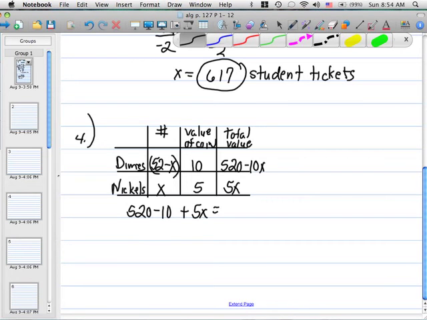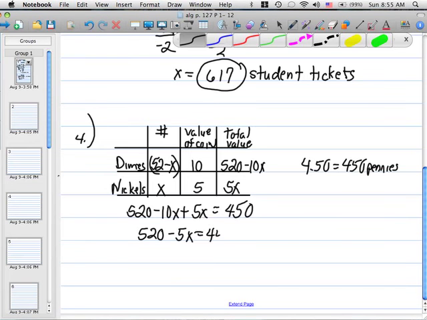Since I was using pennies here, $4.50 must be changed to 450 pennies. Don't forget to fix that if you don't use dollar amounts. So collecting like terms, a negative 10x plus 5x is a negative 5x, plus 520, equals 450. Solving for x, undo adding 520 by subtracting it. So I get negative 5x, and since the signs are different, 450 from 520 is 70, negative.